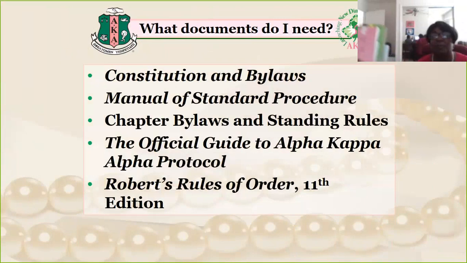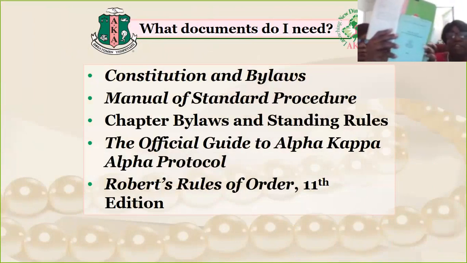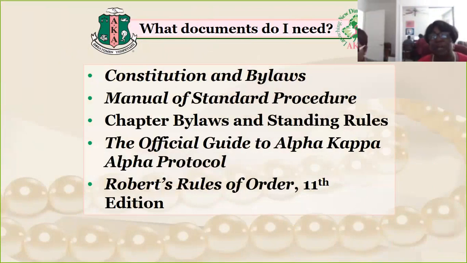Our Constitution and manual, our chapter bylaws and standing rules, the official guide to Alpha Kappa Alpha's protocol, which is the 2017 edition right now, and Robert's Rules of Order, the 11th edition.